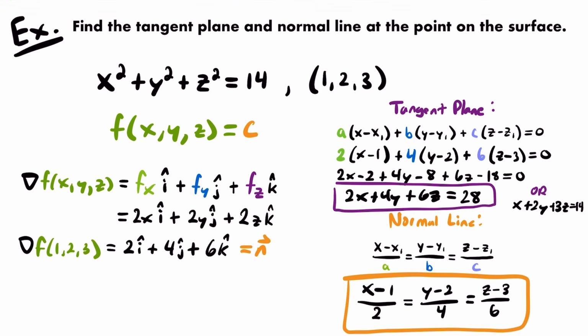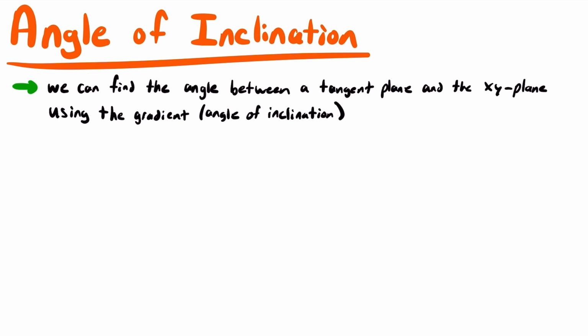But before we close out this lesson, there's one more thing that I want to talk about, and that is the angle of inclination for a tangent plane. We can find the angle between a tangent plane and the xy plane using the gradient vector. And that angle that we find is known as the angle of inclination. It tells you the incline for that plane.